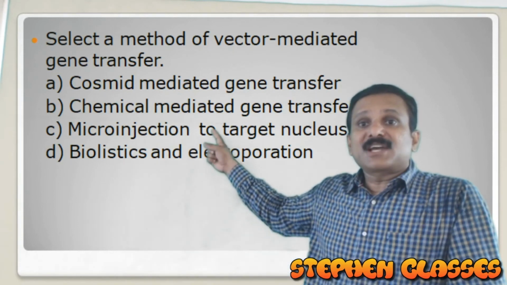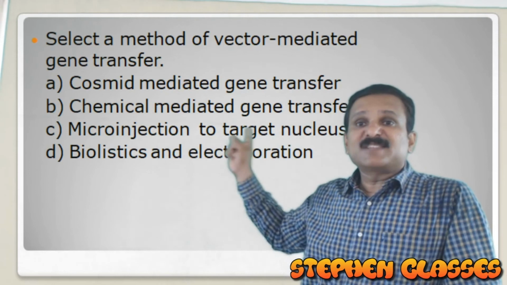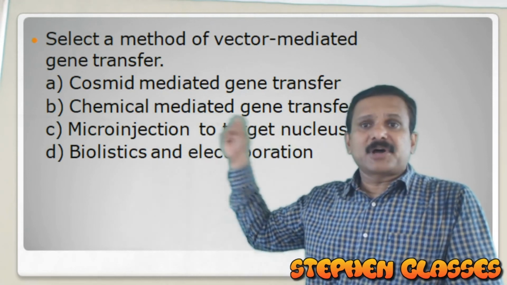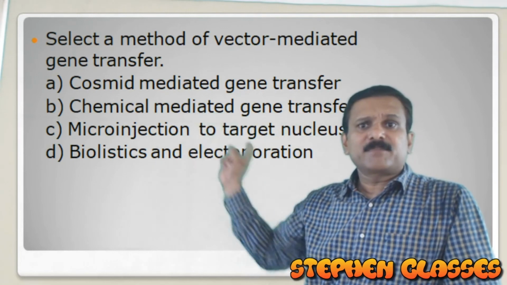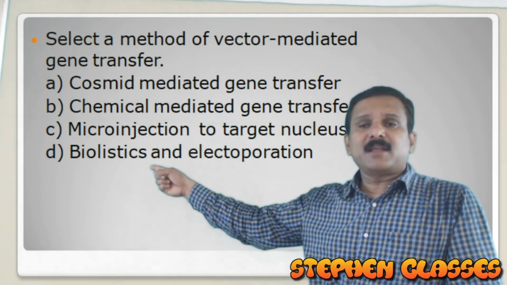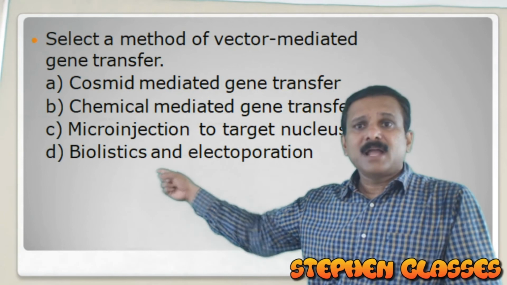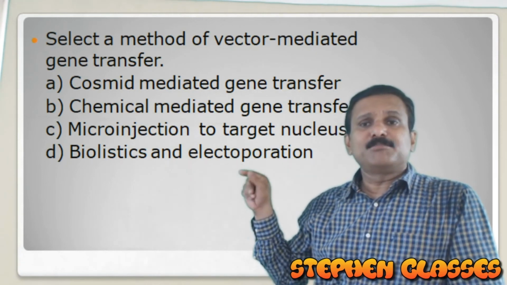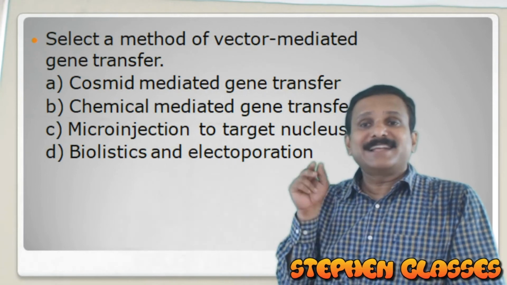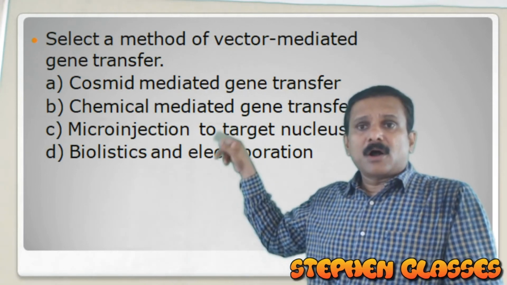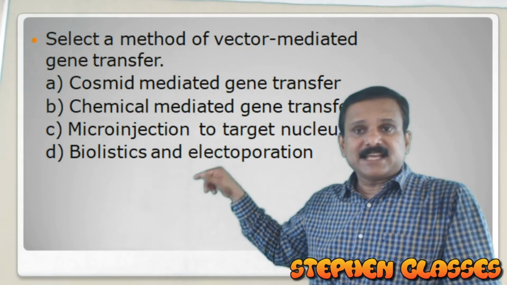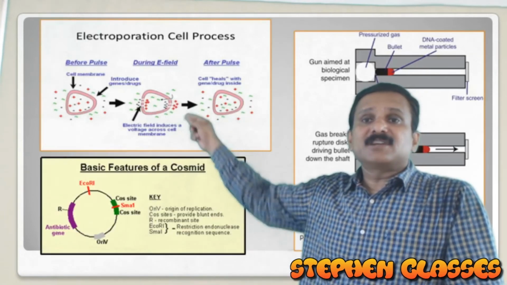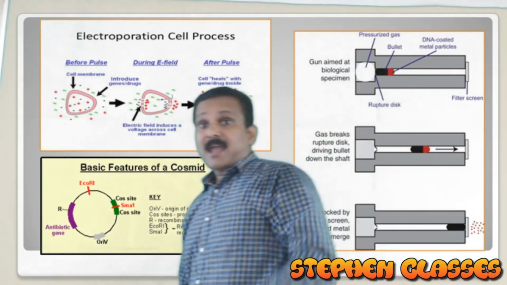One is microinjection into the target nucleus, that is vectorless gene transfer. Then chemical mediated gene transfer is also another method of vectorless gene transfer. Then biolistics, we mean the gene gun method. And electroporation, by using electric pulses, we are creating some pores in the cell membrane so that the DNA can be inserted. So all these options B, C, D, they belong to vectorless gene transfer. Only the vector mediated gene transfer will be option A here.